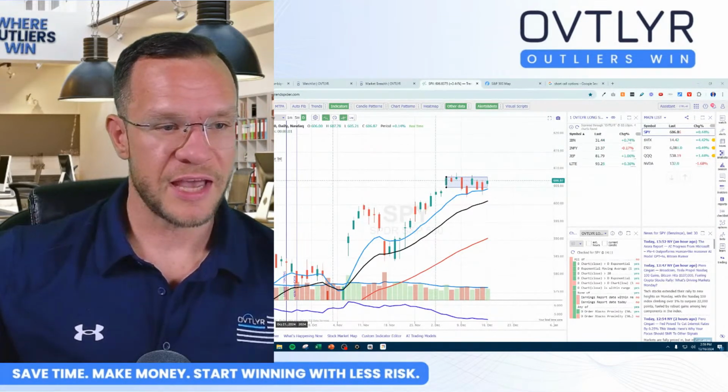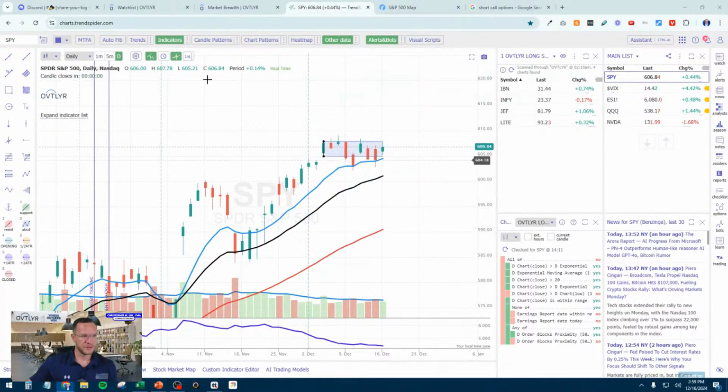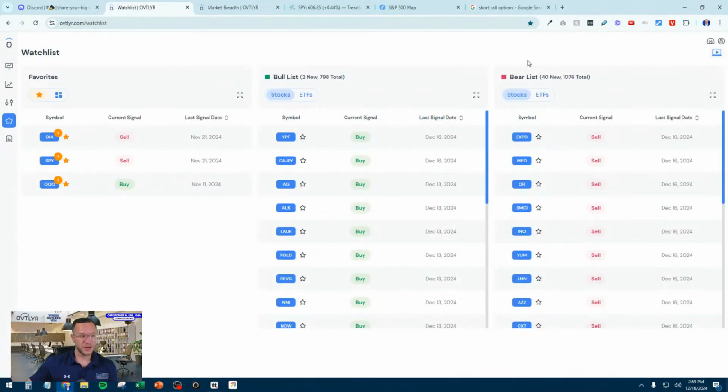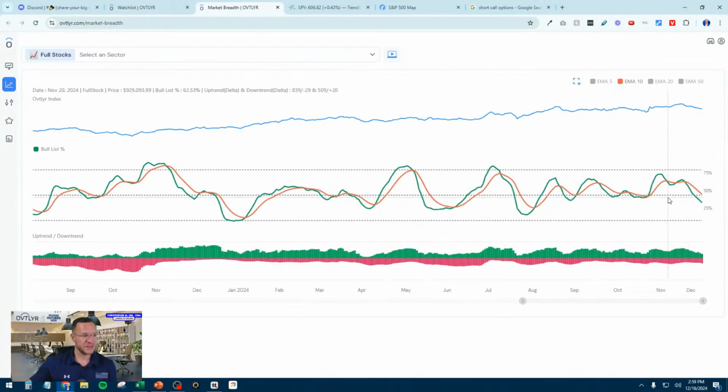Well, if you look at OVTLYR in the market breadth, you can see here that there are 40 new names on the sell list today, only 2 new names on the buy list today. And we have that represented here in the market breadth section of the website. And this green line is the number of stocks, from 0 to 100, of how many have a buy signal. As you can see, that's been just going down hard and fast with the 10 EMA crossover happening on December 4th. So the market breadth is super weak.